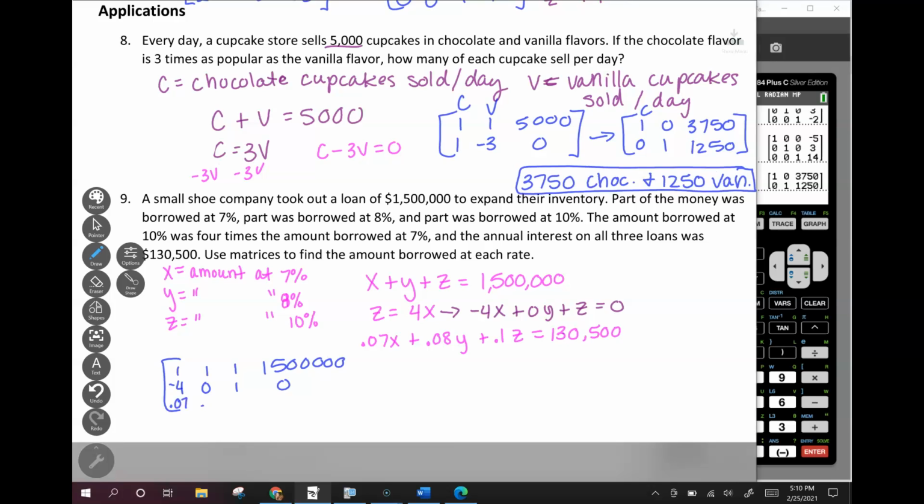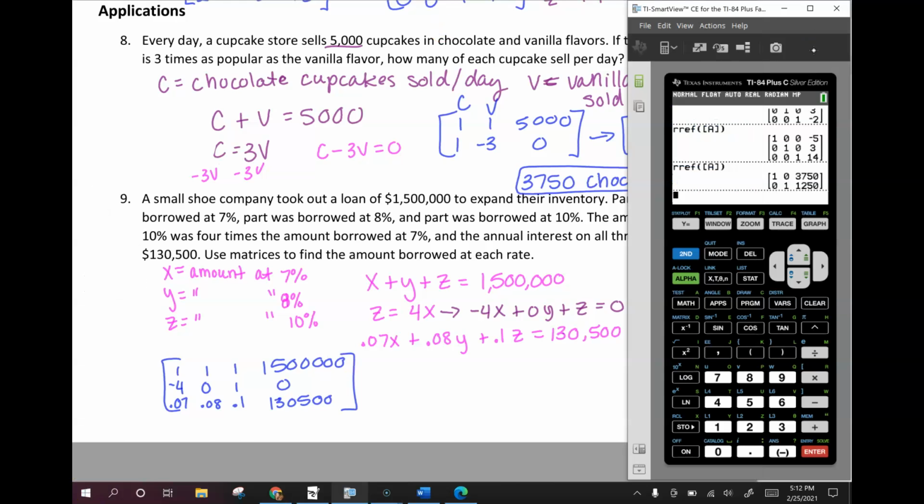0.07, 0.08, 0.1, and 130,500. Now we'll use our calculator to solve that. So hit second matrix, over to edit. This one is a 3 by 4, 3 rows, 4 columns, so 3 enter, 4 enter.